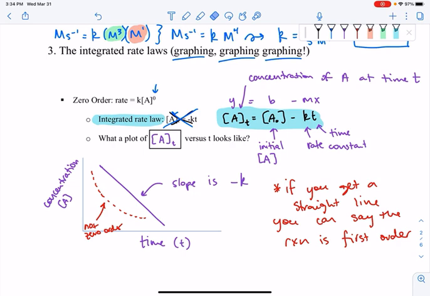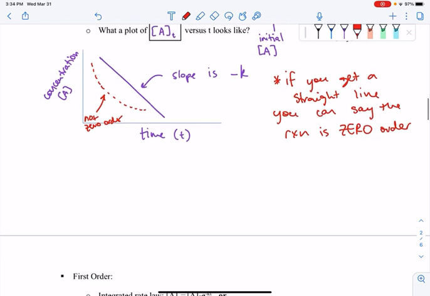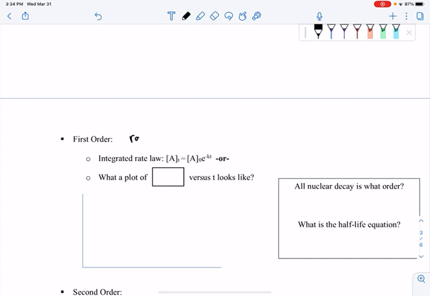If you get a straight line, you can say the reaction, sorry, this should say zero. Sorry. If you get a straight line when you plot concentration versus time, you'd say it was zero order. Okay? Now, after zero order comes first order. So here we have a first order. We would say that the rate would be equal to k times [A] raised to the first power, since the whole reaction's first order.